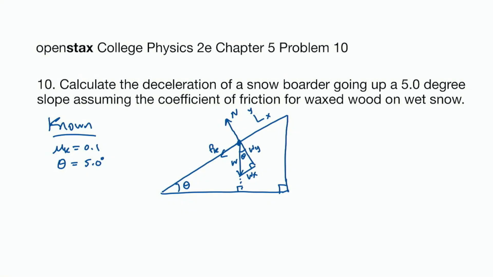Okay, let's find the components of weight. If we take the sine of theta, we get the opposite, w x, over the hypotenuse w. So the x component is w sine theta. If we look at the cosine of theta, we get the adjacent side, which is w y, over the hypotenuse w. So the y component of weight is w cosine theta.